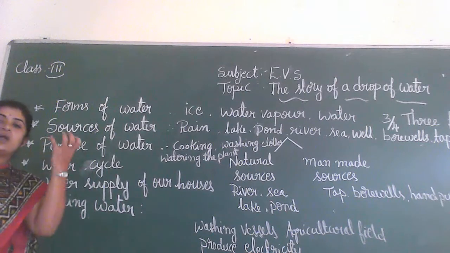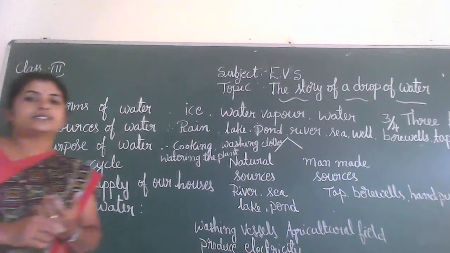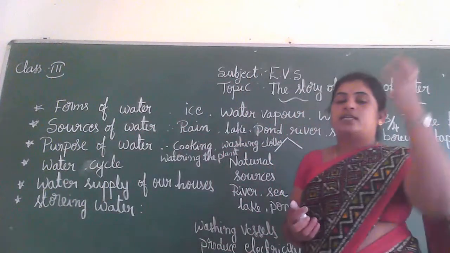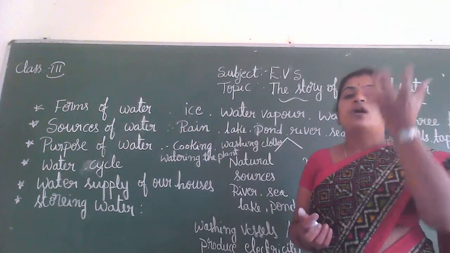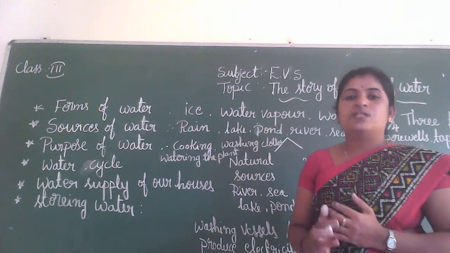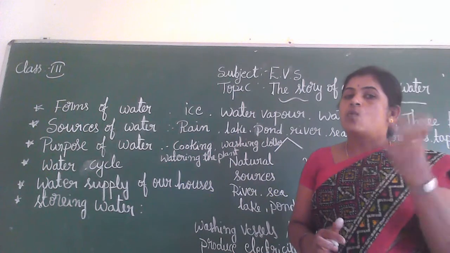Water cycle. How can we get water? Yes, here are some seas, some rivers. The sun's heat turns the water into water vapor and then we get water. This is the rain. This is the water cycle.